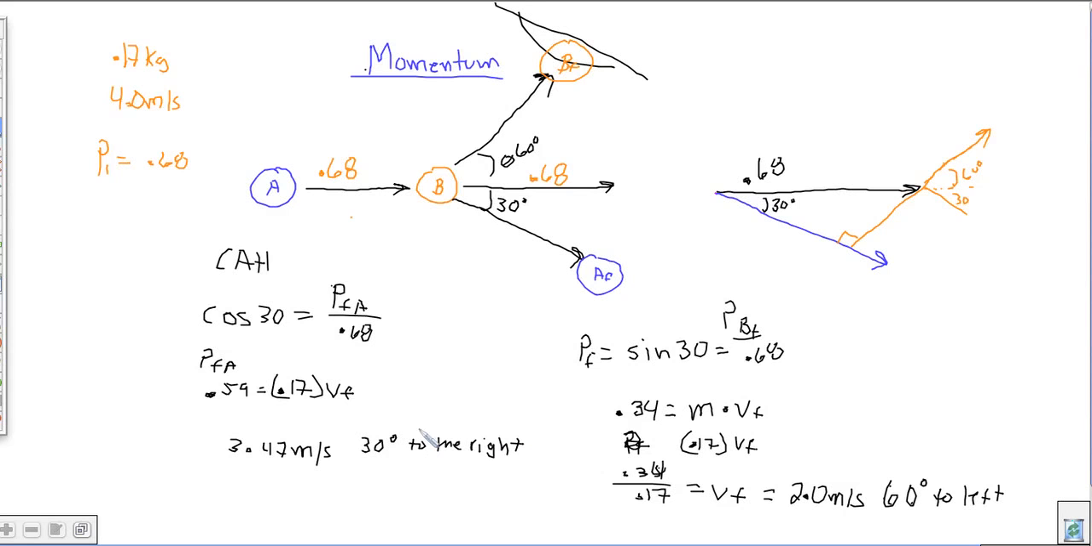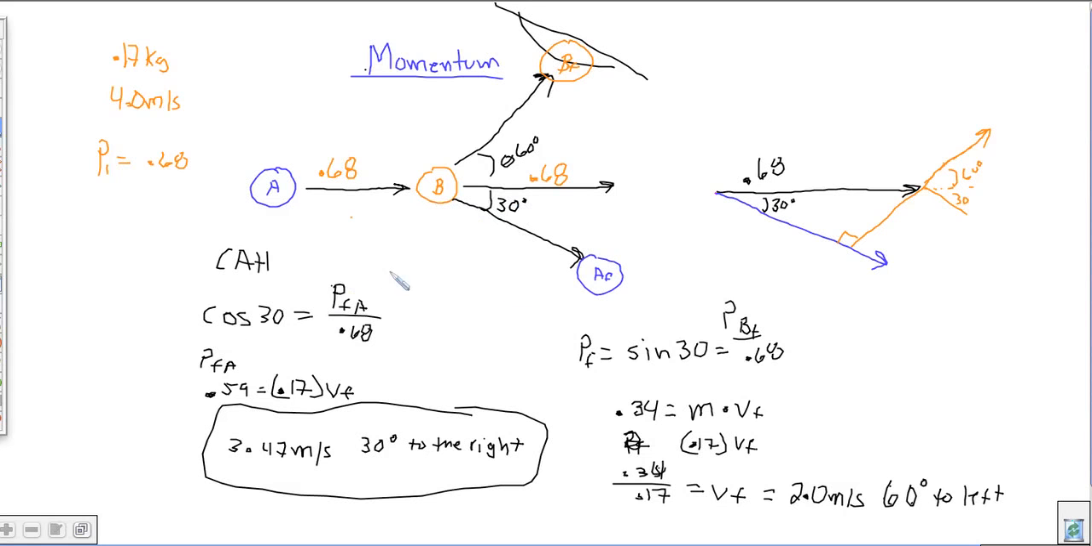So not all that difficult, because one of the things about pool balls that's nice is that they're all the same mass. So that simplified this quite a bit. If you had different masses in here, it'd get a little bit more complicated, but not too bad, and you could still do it as long as you knew what those masses were.